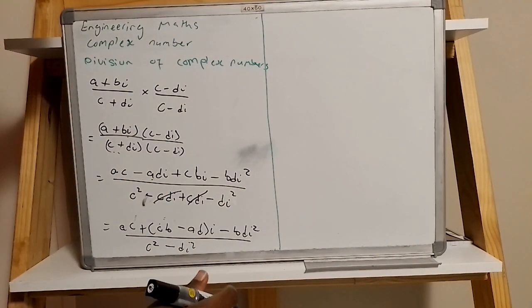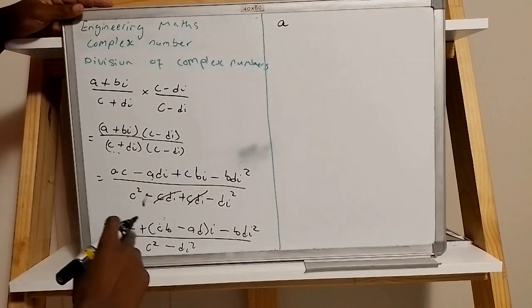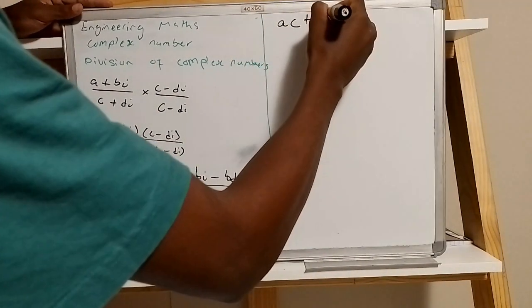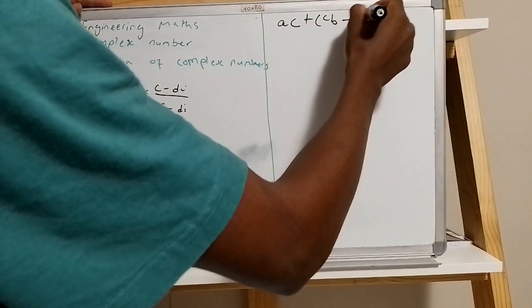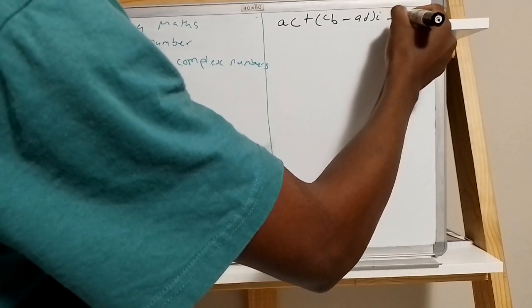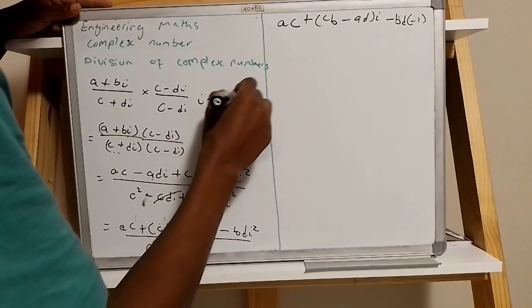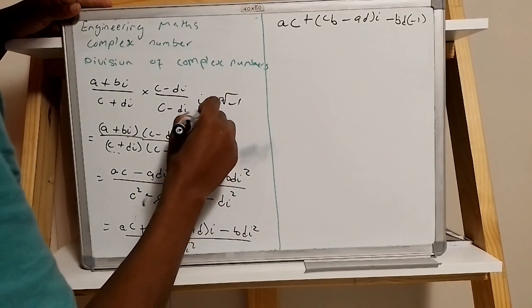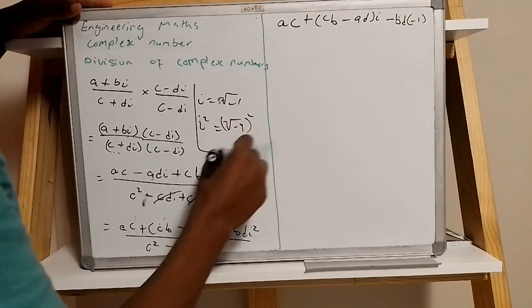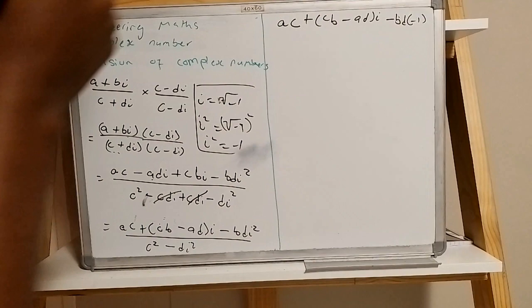And then this will be ac plus (cb minus ad)i minus bd times minus 1. Remember, i is equal to the square root of minus 1, which means i squared is equal to negative 1. That is why I'm putting negative 1 there, making things simple for us.